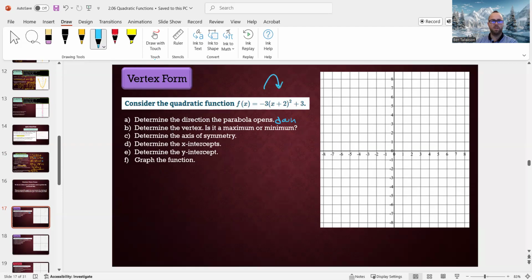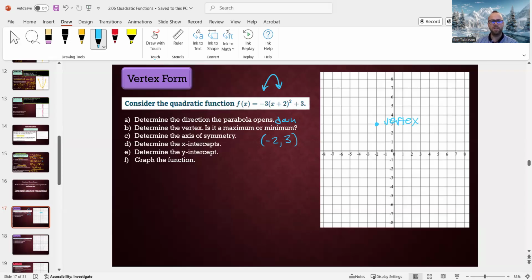So it's going to look kind of like this, right? Determine the vertex. Okay, lucky for us, it's in vertex form. So h, k, the vertex is -2, 3. Boom, vertex. If you want to label it, write out "vertex," whatever works for you.